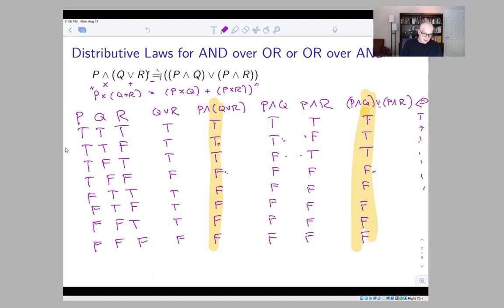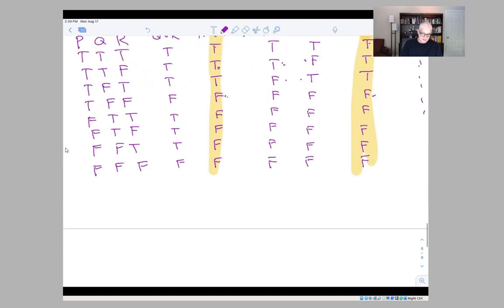So the other distributive law says that P or Q and R is P or Q and P or R. That's also true. So unlike in arithmetic, where addition doesn't distribute over multiplication and multiplication distributes over addition, here AND distributes over OR, and OR distributes over AND. So it's a little bit simpler. And I think that covers all of the cases.